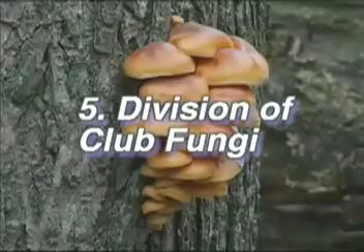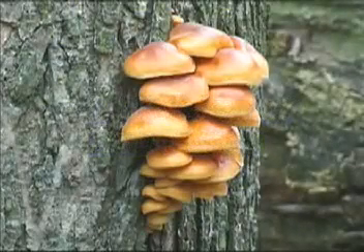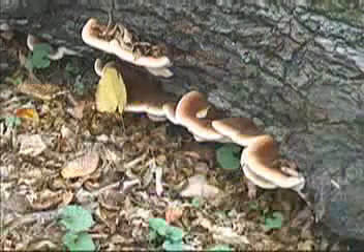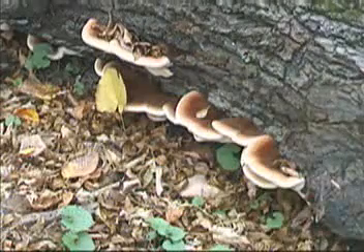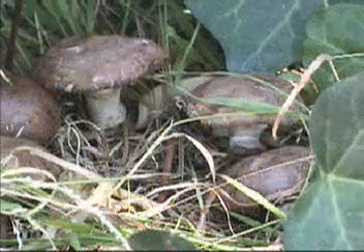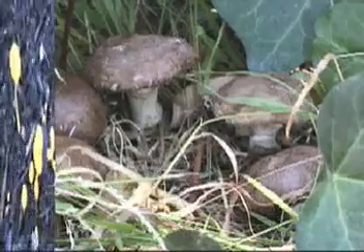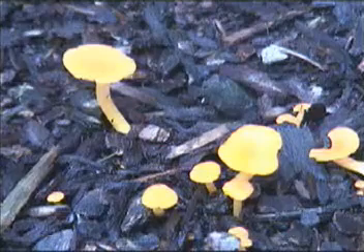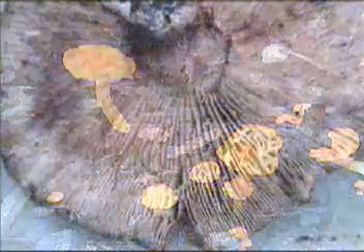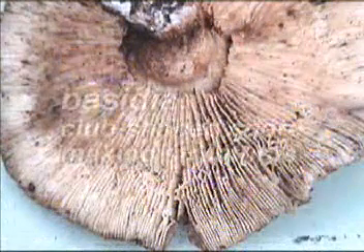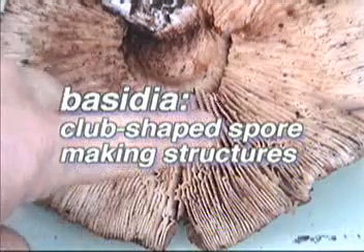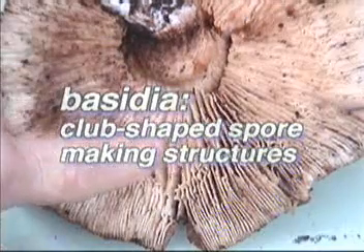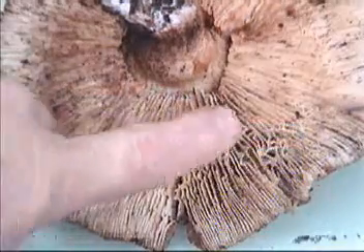The fifth and final division of the kingdom fungi are the club fungi. These are familiar organisms such as gilled mushrooms, shelf fungi, and puffballs. Several varieties of club fungi are raised commercially for use in cooking, but others are poisonous and can be very deadly. All of the fungi in this division possess microscopic club-shaped structures called basidia, where spores are produced. In fact, the gills of mushrooms are completely covered with these spore-making structures.